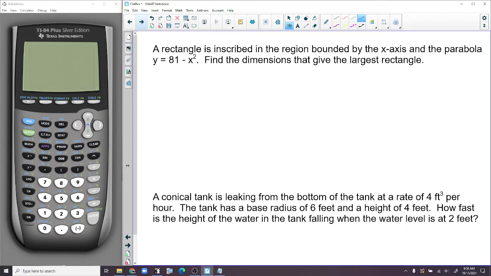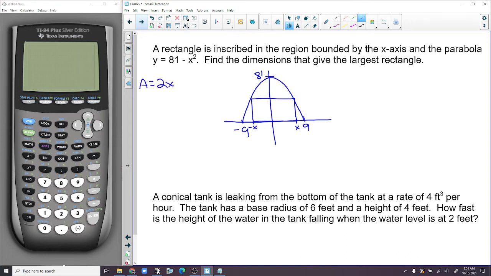A rectangle is inscribed in the region bounded by the x-axis and the parabola. Find the dimensions that give the largest rectangle. Well, our zeros are 9 and negative 9, and our highest point, the vertex, is up here at 81. So we're going to inscribe a rectangle. Now we're trying to find the x. We don't know what that is. This is negative x over here, but that makes the base 2x.